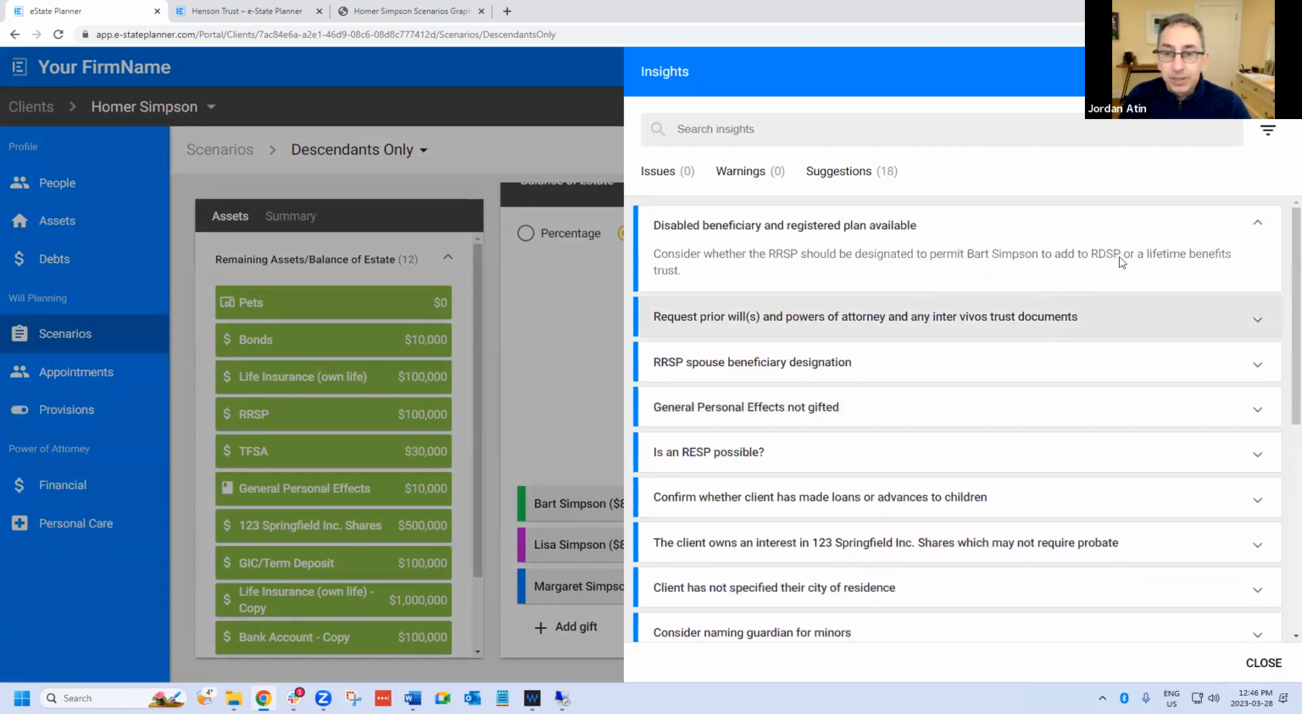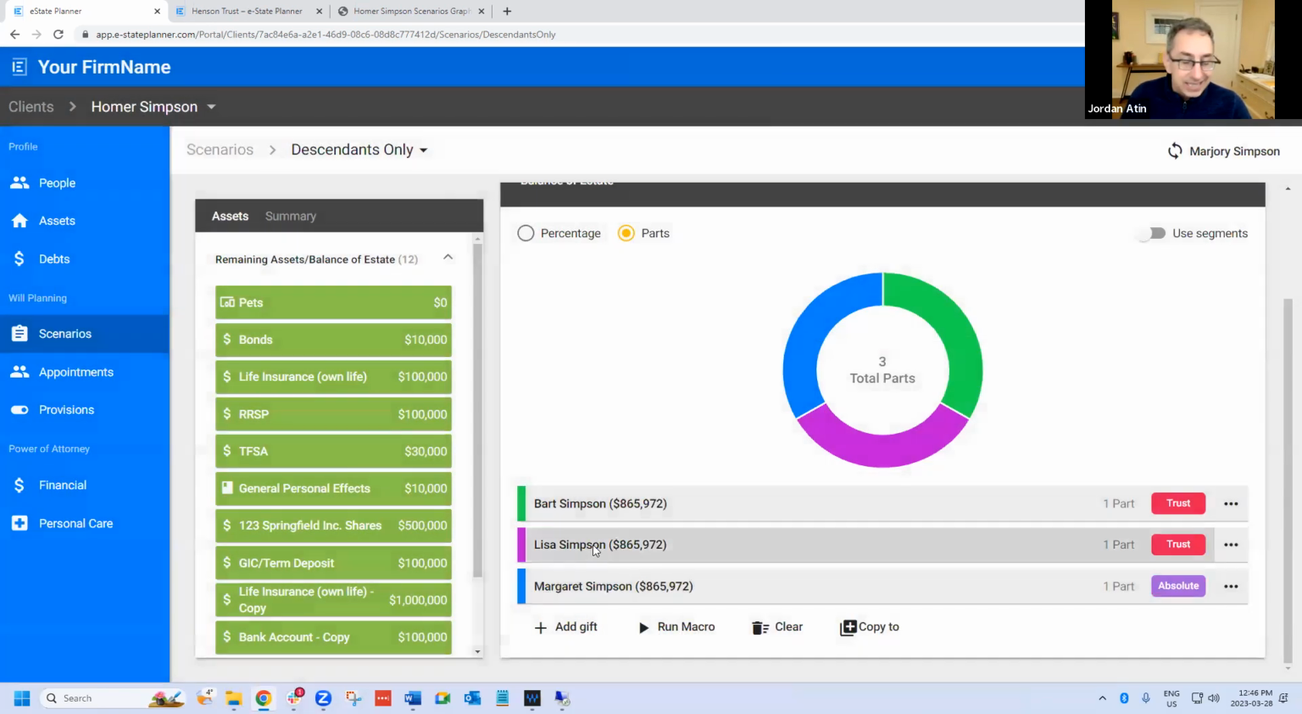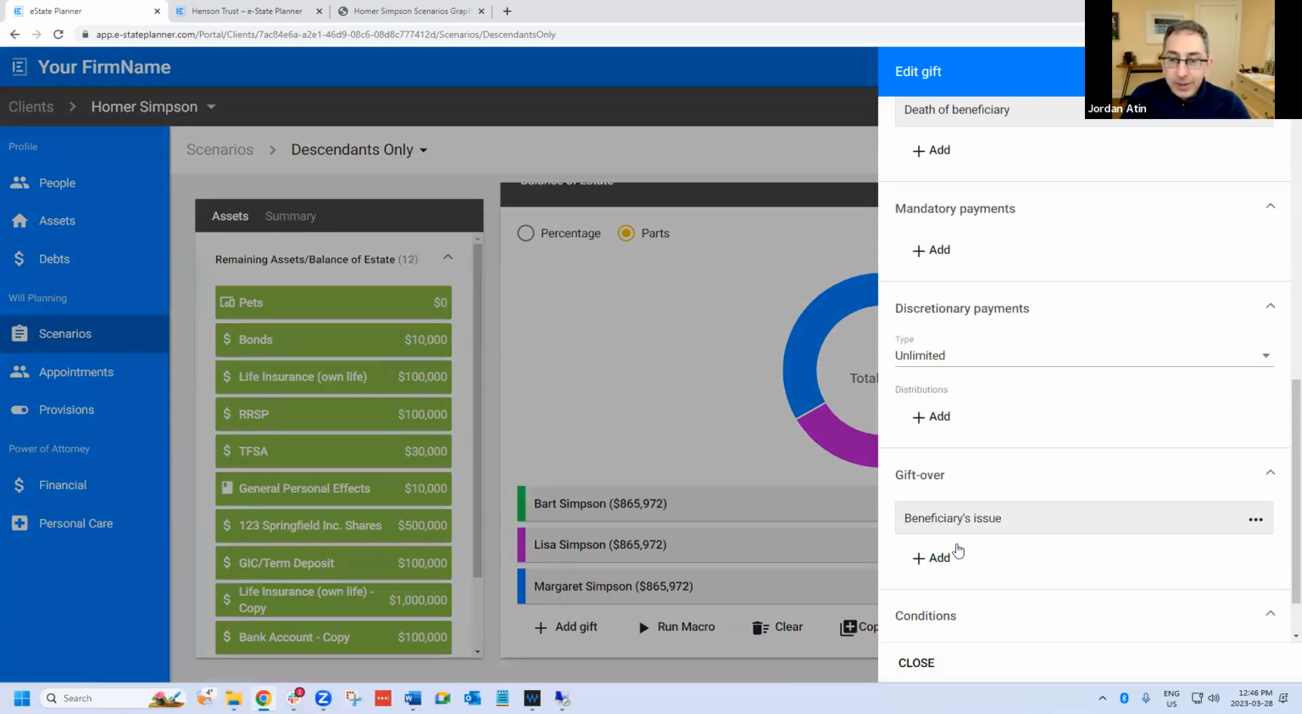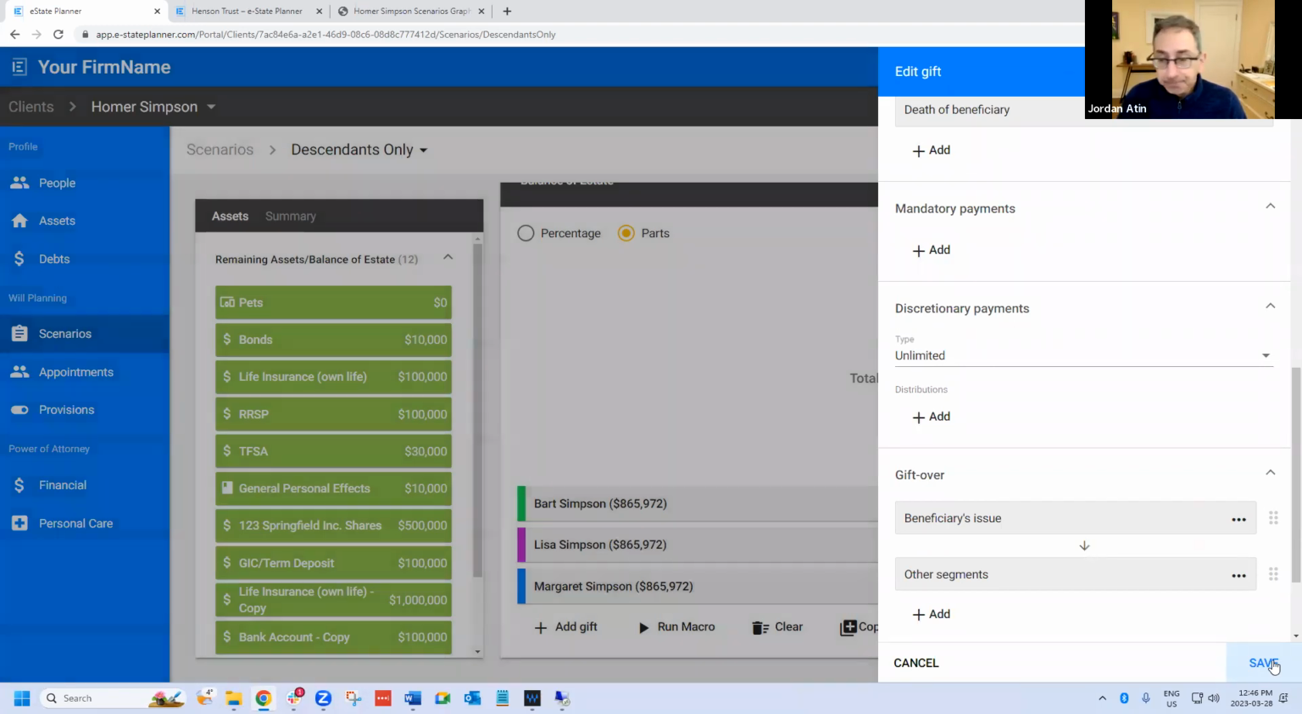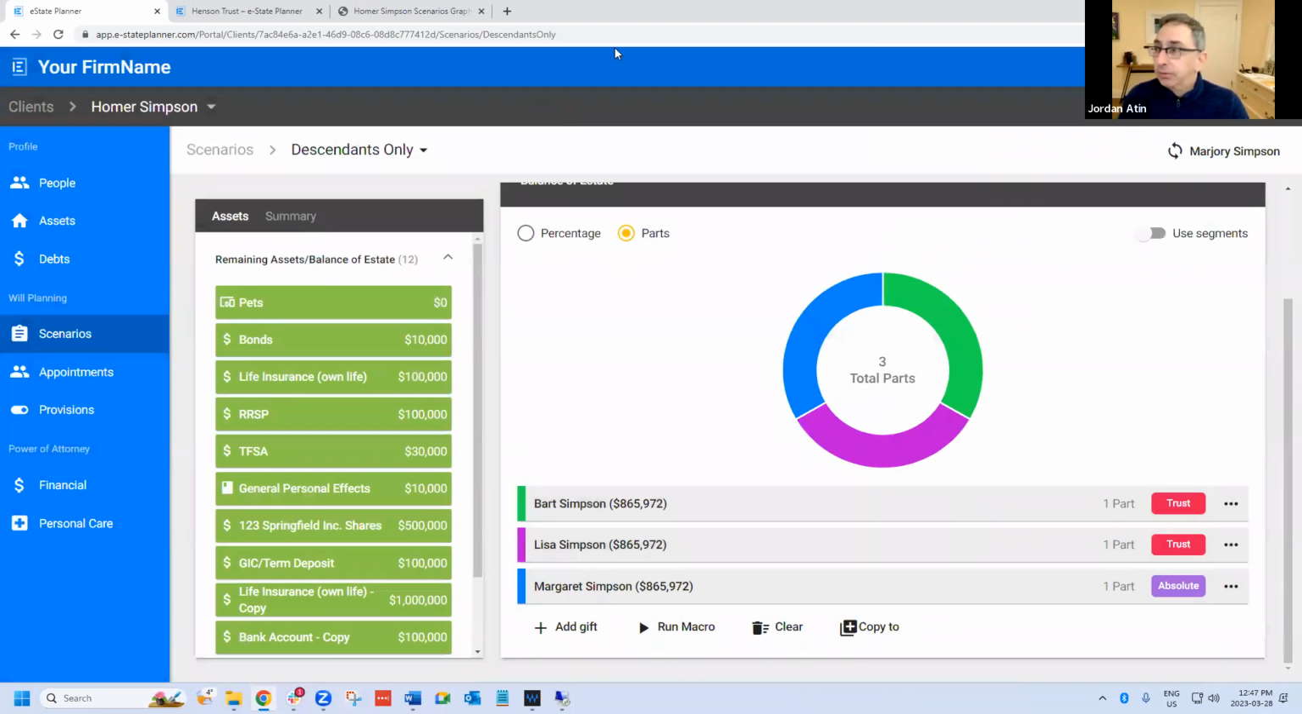And so that's one of the things we're going to build in here: if it sees that, listen, we don't like this, we think you should think about what happens if Lisa dies and there's still money left over and she has no descendants. You probably should add other segments as the further Giftover, right? It goes back to Bart and Maggie, back to the residue in essence. So that's one of the warnings that we're going to build in, because we obviously don't want a lapse for a trust where you haven't provided for sufficient Giftovers. So we'll make a note of that.